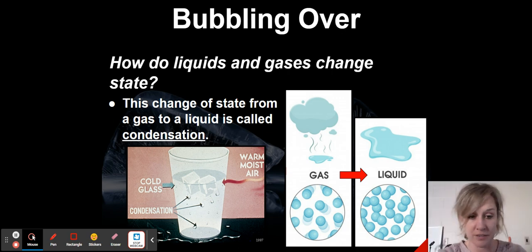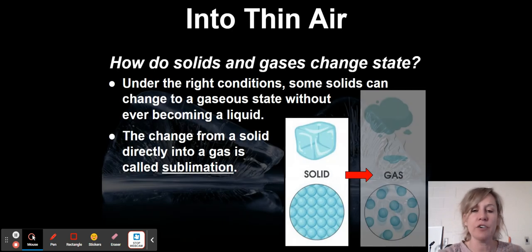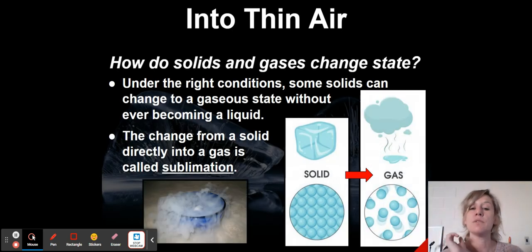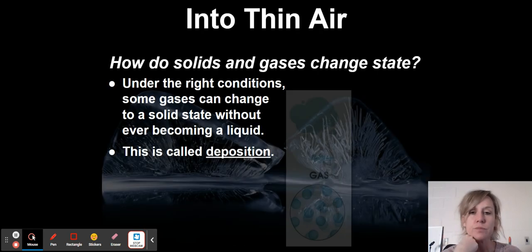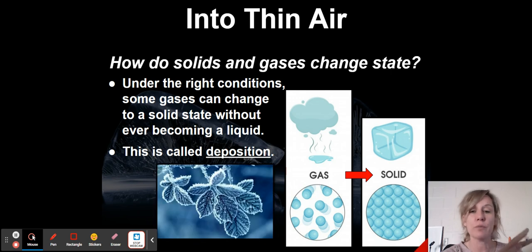So that's called condensation. All right, under the right conditions, and this is fun, some solids can change into a gas without ever becoming a liquid, and that's called sublimation. So skipping a phase, going right from a solid to a gas, sublimation. And we can use nitrogen to take like a solid cream and turn it into a gas. So sublimation can occur. All right, on the opposite end, going from a gas to a solid is called deposition. So skipping the whole liquid phase altogether.